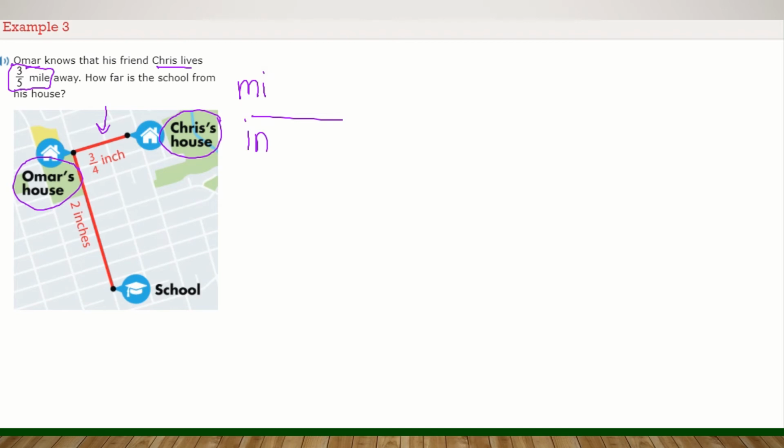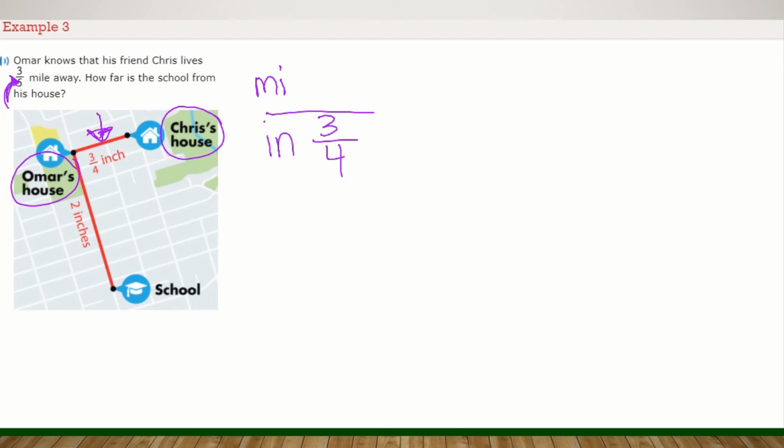So what number is associated with inches? Well, if we look here on our map, 3/4. And the number that's associated with miles, well, we look up here, it is 3/5. Now remember, you cannot divide a fraction by a fraction, so you have to multiply the numerator and denominator by the multiplicative inverse, or the reciprocal of the denominator, which is 4/3.